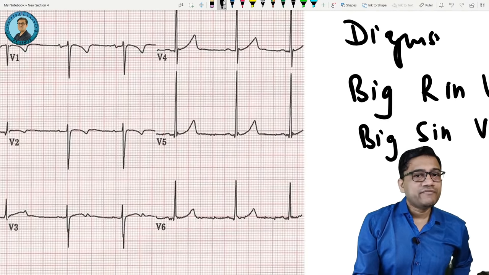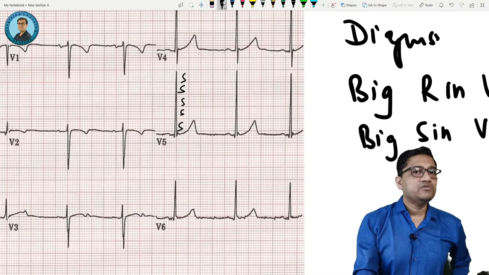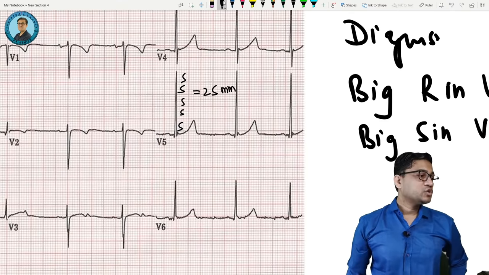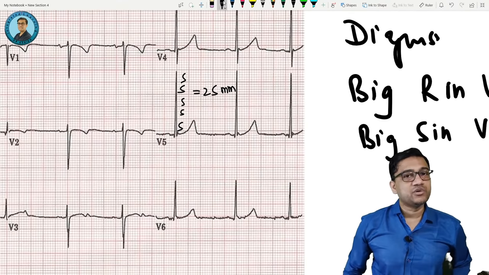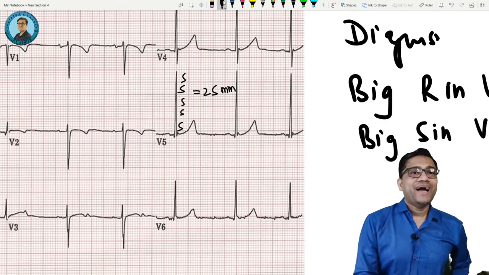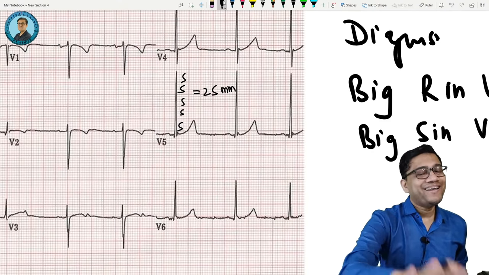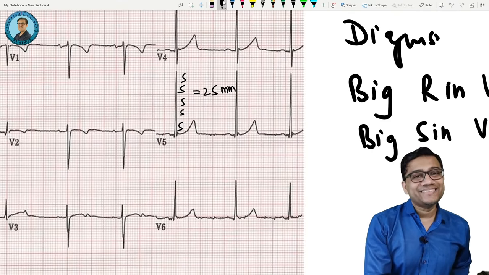Okay. These are 5 boxes. 5, 5, 5, 5, 5. Can you see they are around 25 mm? Okay. So 25 is this. Yes or no? So 25. Okay. And remember the formula. We have to add what? The R in V5, V6 with the S in V1.